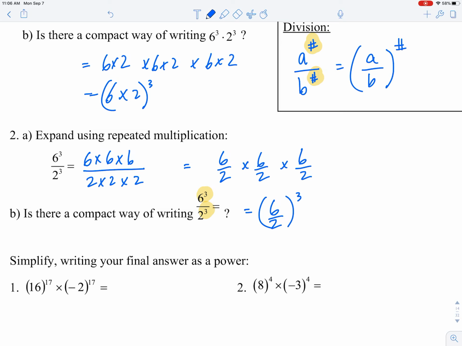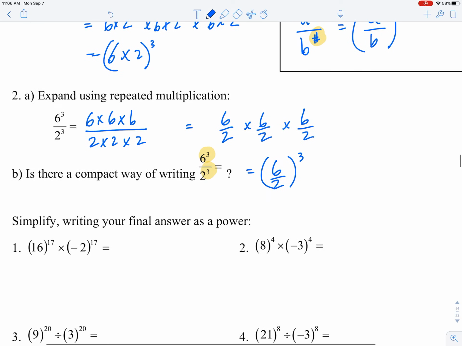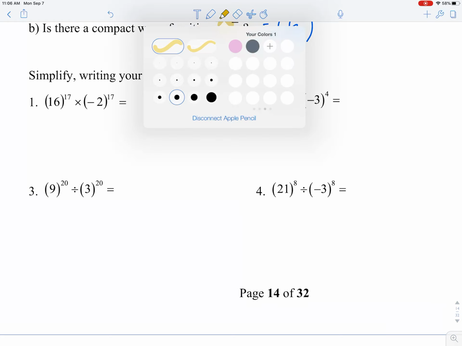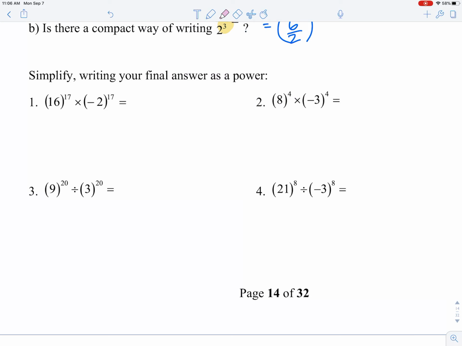So simplify, writing your final answer as a power. Question 1, 16 to the 17 times minus 2 to the 17. So the exponents match, which is lovely. So I can do 16 times minus 2 all to the 17. So that would be minus 32, still inside brackets, to the 17.